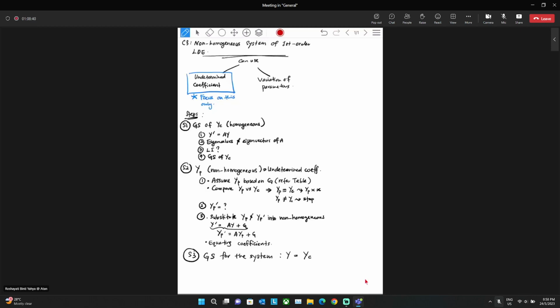Tak boleh warna biru, saya buat warna lain sikit. Okay.